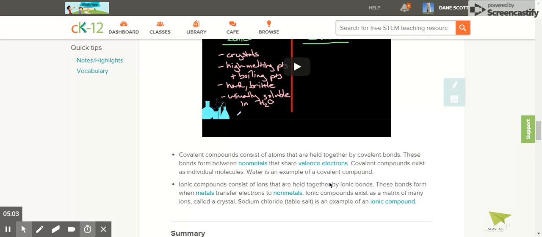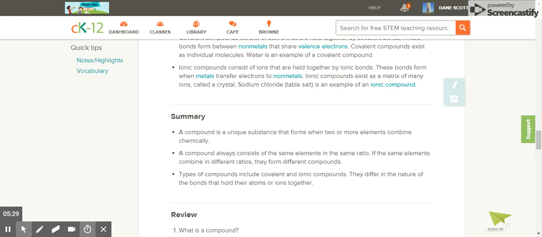Ionic compounds consist of ions that are held together by ionic bonds. These bonds form when metals transfer electrons to nonmetals. Ionic compounds exist as a matrix of many ions called a crystal. Sodium chloride, table salt, is an example of an ionic compound. Notice sodium is a metal from the periodic table. Chlorine, or chloride ion, is a nonmetal. Metals with nonmetals typically form ionic bonds.